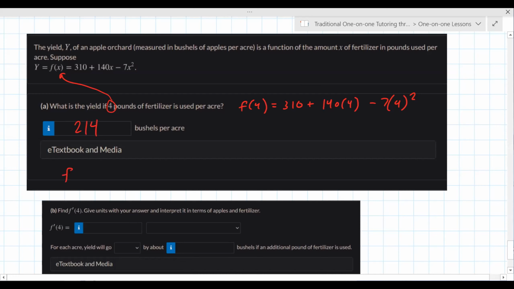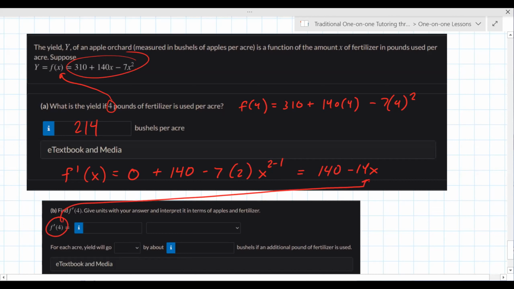Part B asks you to evaluate the derivative, but you first have to find the derivative. The derivative of 310 is 0. The derivative of 140x is just 140, minus 7 times 2x to the 2 minus 1 power. That's all from up here. So that reduces to 140 minus 14x. And part B is saying, plug 4 into the derivative. So that's f prime of 4. That's 140 minus 14 times 4. What is that? 84.